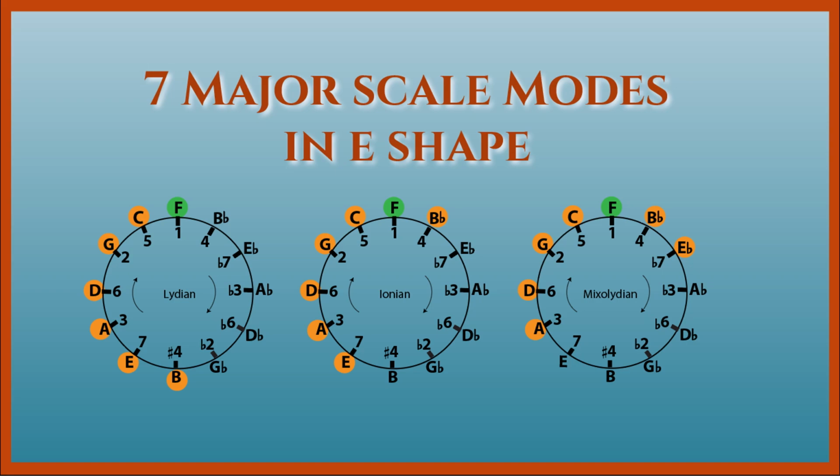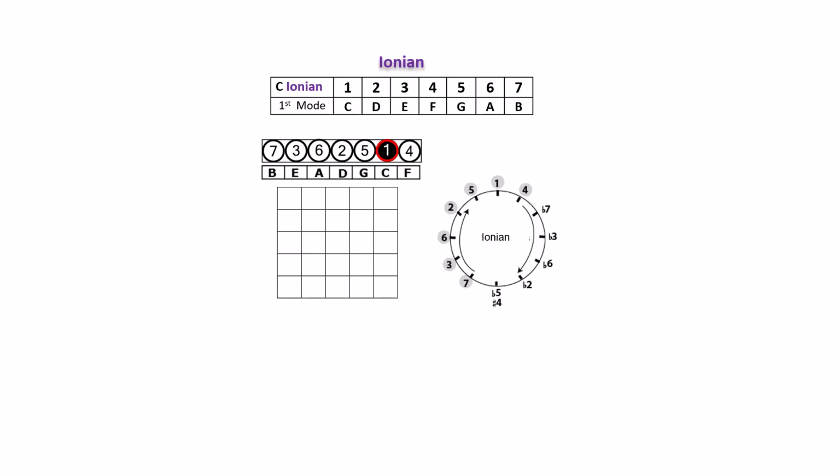In this lesson, you'll learn how to see 7 major scale modes in the same CAGED shape. Using C major as the example, we can map all 7 modes, starting from C Ionian. To visualize the scale in the E shape, with roots on the E and D strings, we follow the circle of fourths order: 7, 3, 6, 2, 5, 1, and 4.